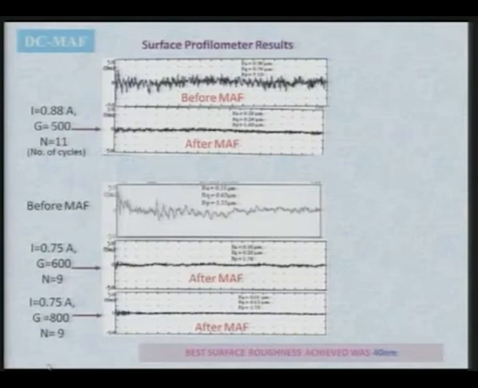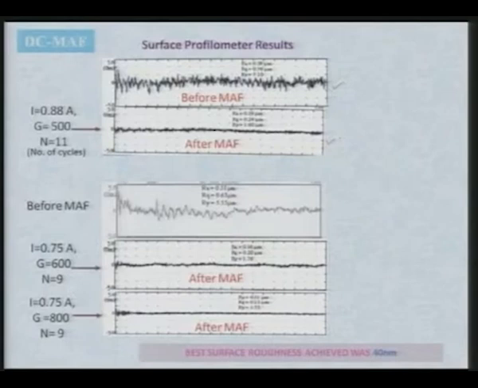Surface profilometer results are given here. This is the surface which was obtained before finishing, and this is the surface obtained after finishing, and you can clearly see that before finishing the surface roughness value was 0.58 micron, and after finishing the surface roughness value came down to 0.19 micron. Rq has also decreased, and Ry has also decreased from 7.10 to 1.60 micrometer. So, there is substantial improvement in the surface finish or surface roughness value.